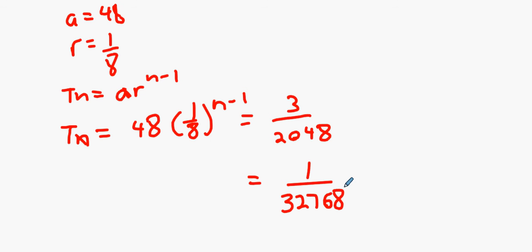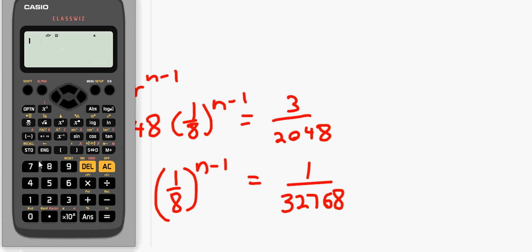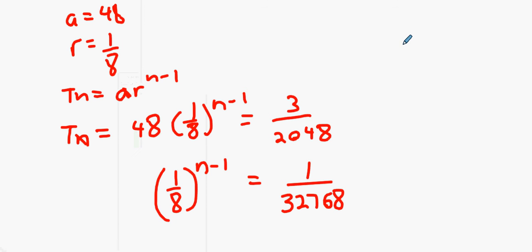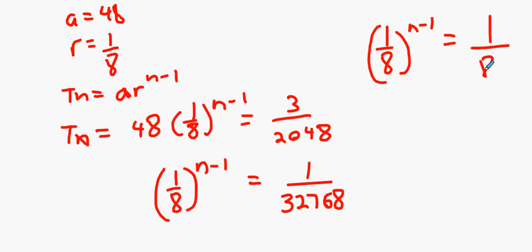Once again, I'm much lazier than you guys. You know what you could do? If you're feeling really lazy. Ready? Twice. 3 times. 4 times. 5 times. Ah, it's 5 times. Hooray! 1 over 8 to the power of n minus 1 equals 1 over 8 to the power of 5.